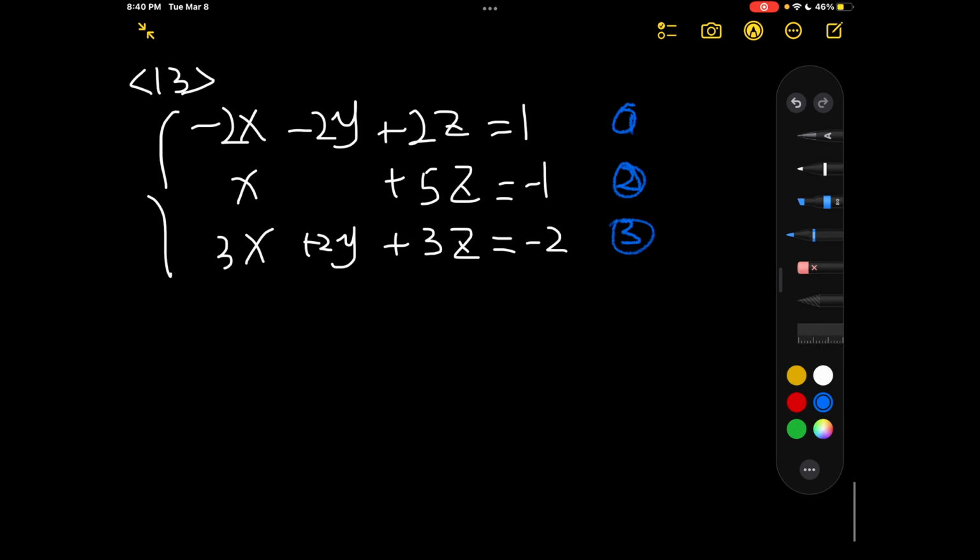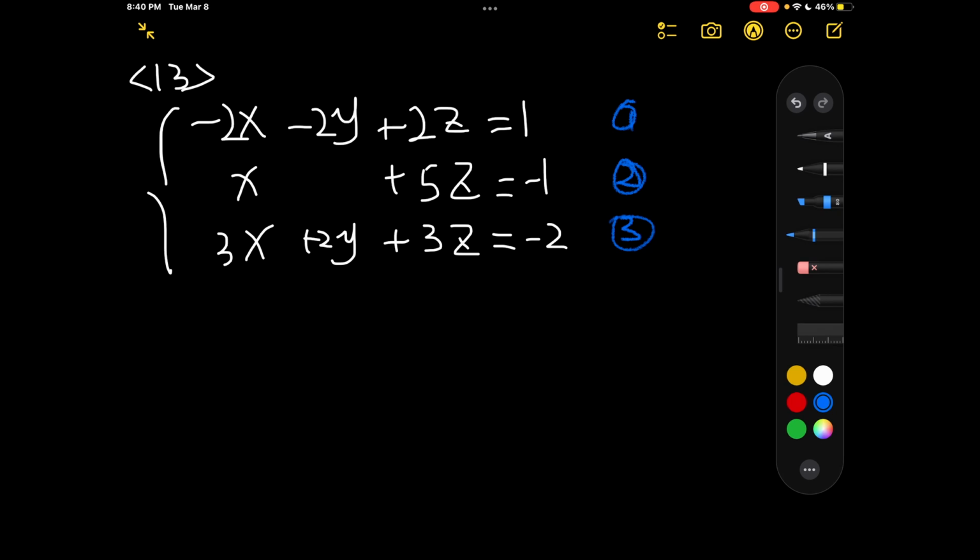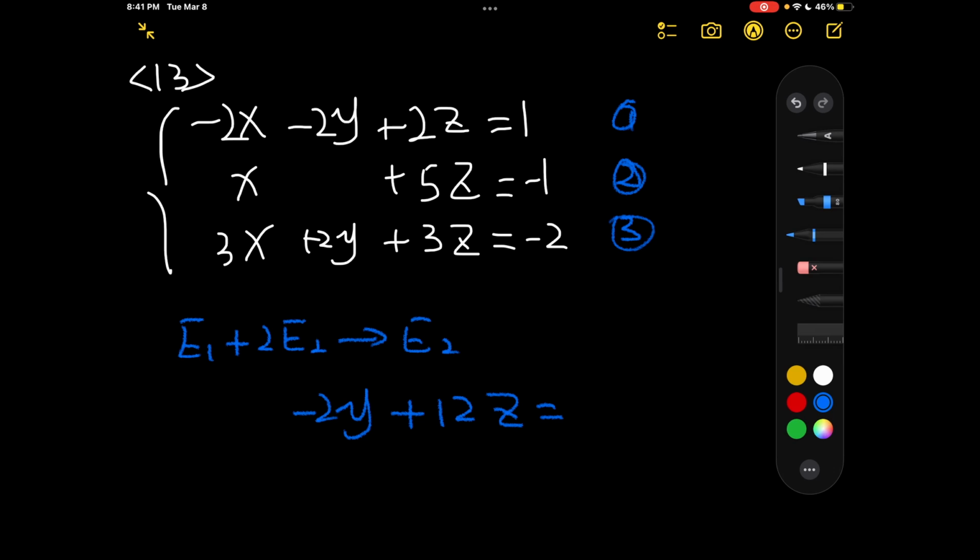Question 13. We have 3 equations, 3 variables, and let's try to eliminate x first. So we can do equation 1 plus 2 times equation 2 and replace equation 2. Okay, the x cancels out, and there's no y for equation 2, and 2 plus 10 is 12z equals 1 minus 1 times 2, which is -1.